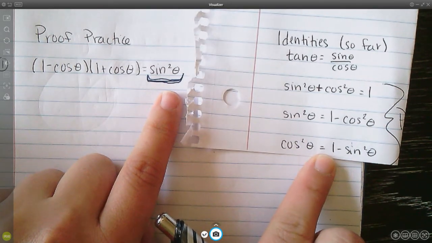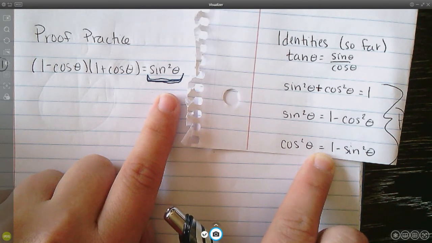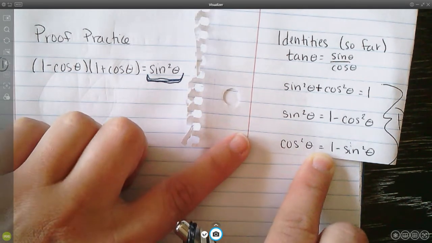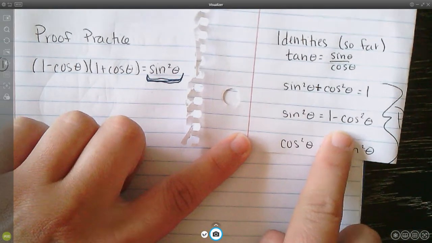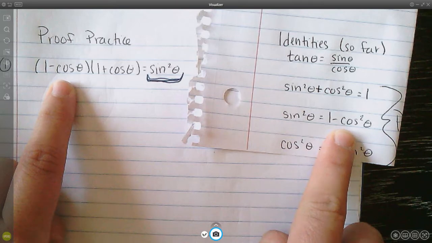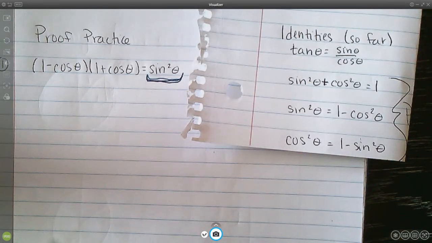And then we have this one, cosine squared theta equals 1 minus sine squared theta. I don't see any of those. One mistake that a lot of students make is they think this and this are the same, but they're not, because the identity has a squared in it. So right now we can't substitute anything in. What other things can we do mathematically?